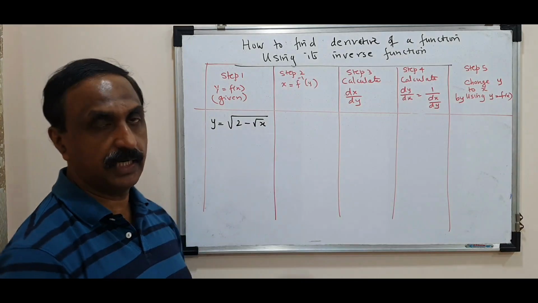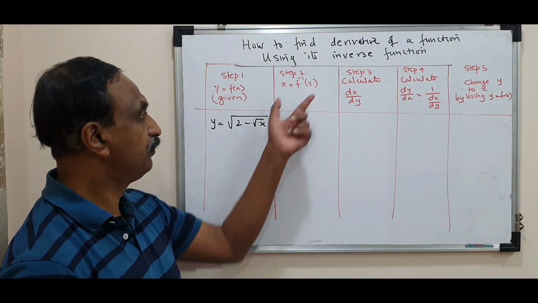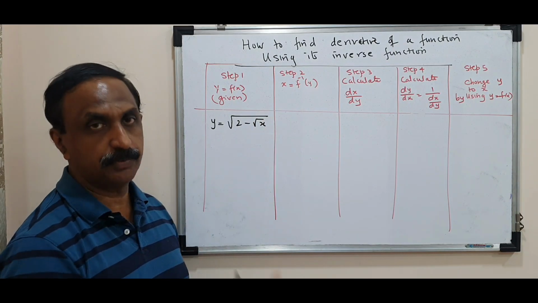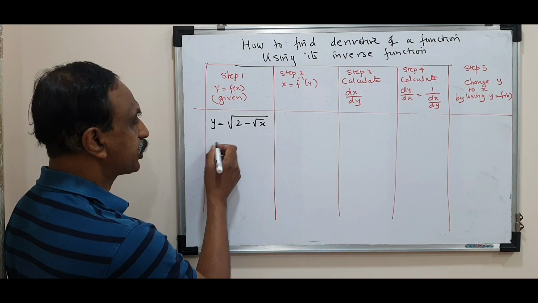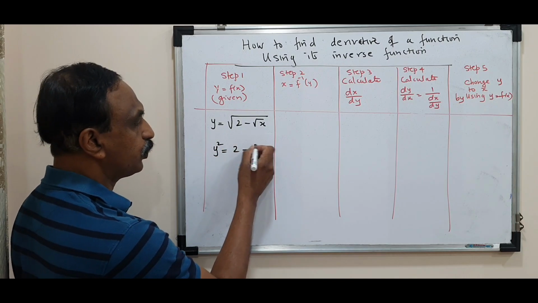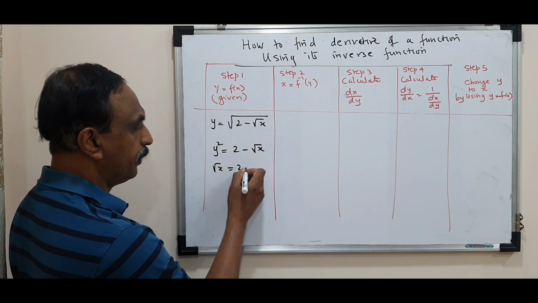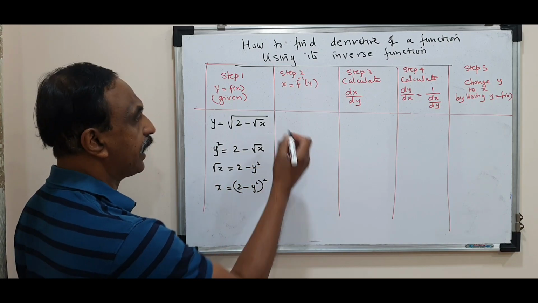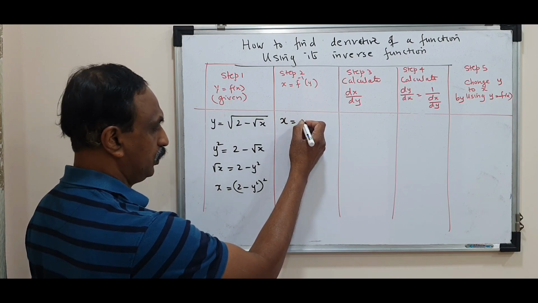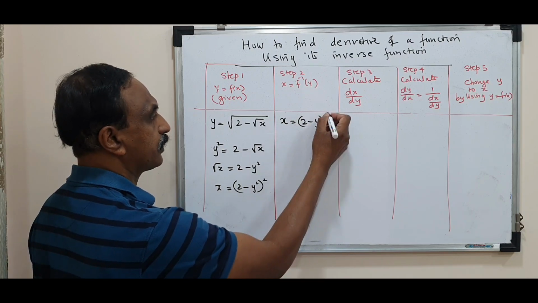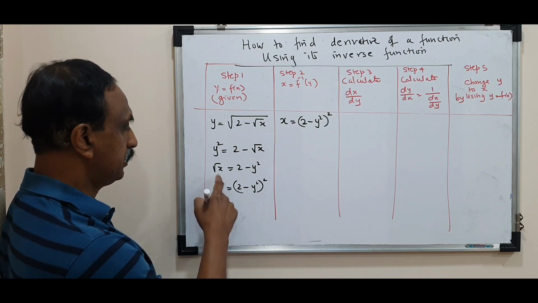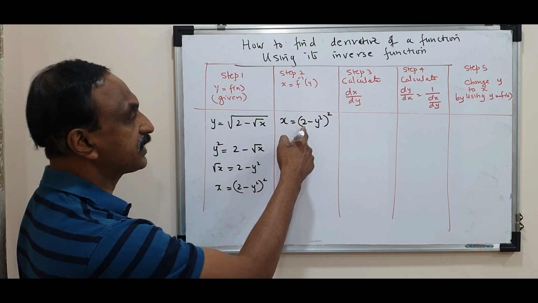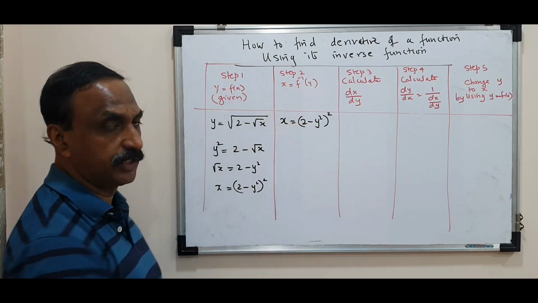Derivative of a function using its inverse function. So first, this is a function given to you, and we will generate its inverse function. How to generate its inverse function? That means make x as a subject. So I can see y square is equal to 2 minus root x. So root x equals 2 minus y square. Squaring it, 2 minus y square the whole square. So I write here x equals 2 minus y square the whole square. Now after finding x as a subject, that means I have calculated its inverse function.